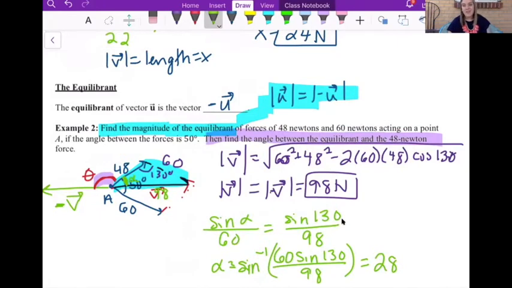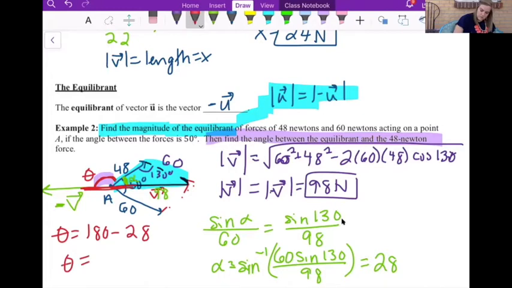Now, alpha is not the angle we want, because that is the angle between the resultant and the 48 Newton force. But the thing about this is 180 degrees. So theta is going to be 180 minus 28. So then the angle that we're looking for is going to be 152 degrees.